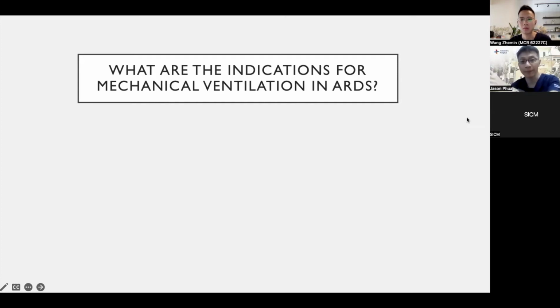Probably don't need to intubate. If the ROX score is low, the patient is very hypoxemic and extremely tachypneic, probably need to intubate. So we have these different scores for NIV as well. And essentially, we can use a combination of scores versus just clinical impression.